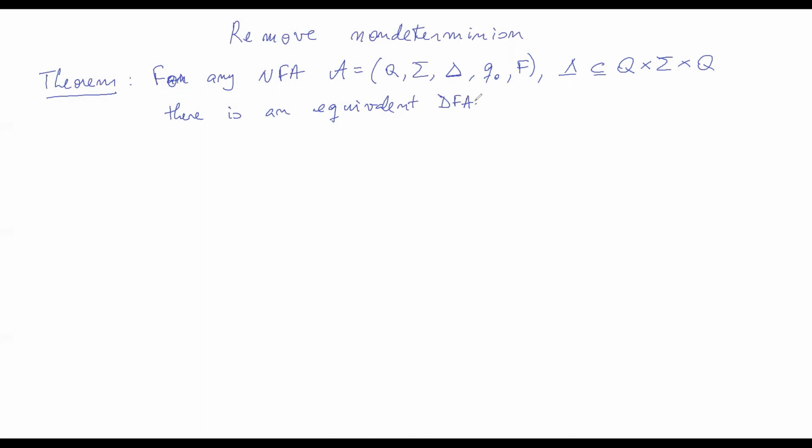And I'm going to have a constructive proof for this, meaning that I'm going to show you a method for how to build this DFA, meaning that for any example you might take on a non-deterministic automaton, you will be able to build effectively an equivalent deterministic automaton. And I would like to first give you an intuition for how this construction might work.